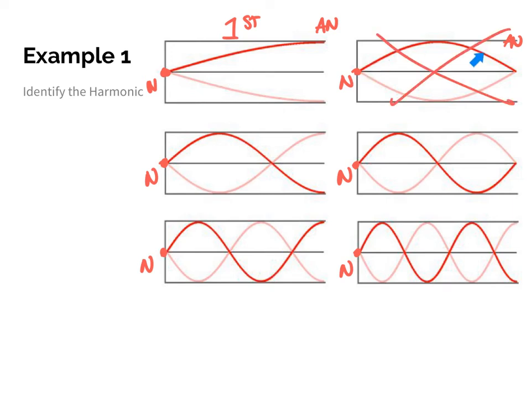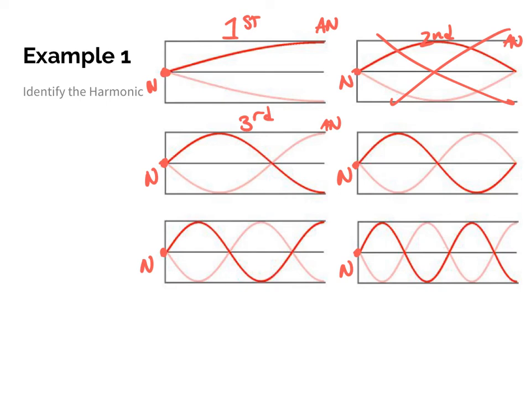Now this is technically a half a wave. So this would be the second harmonic, but this is not a thing. So the second harmonic does not exist in a column closed at one end. Again, to follow the pattern, this would be the third harmonic. And notice we have our antinode at one end.